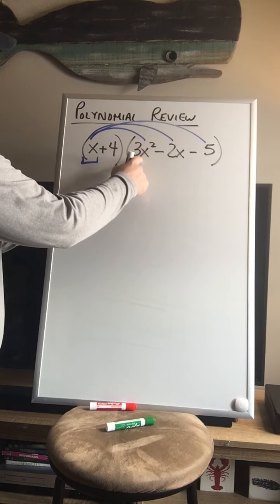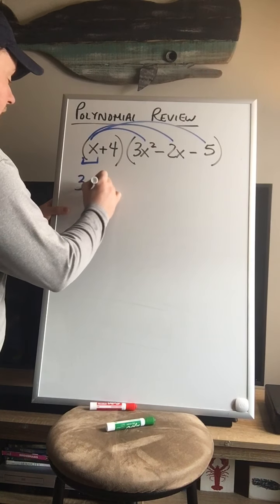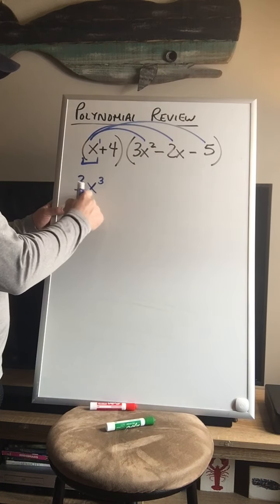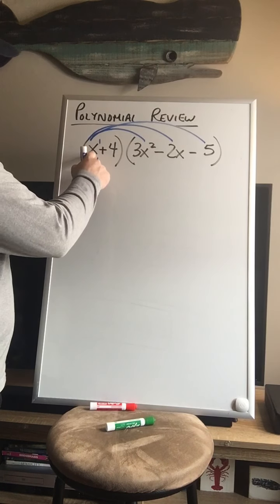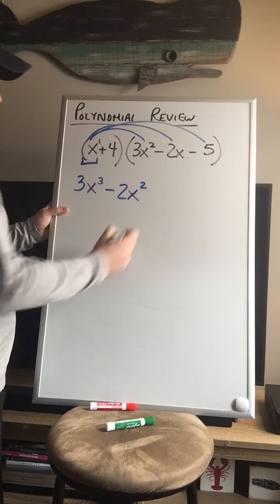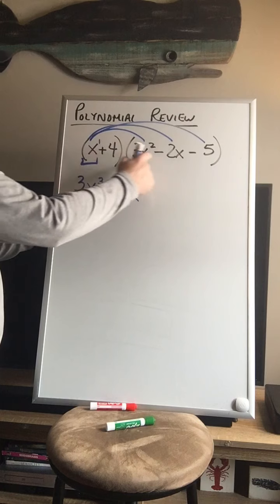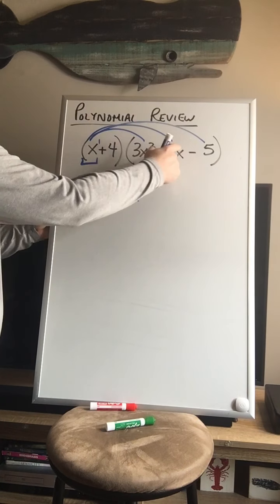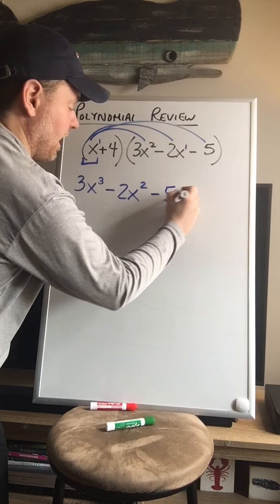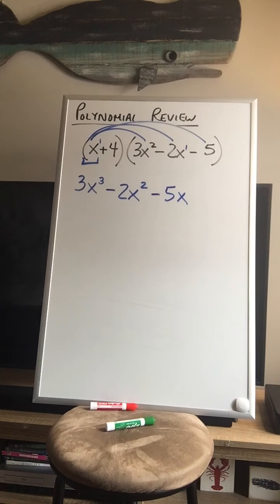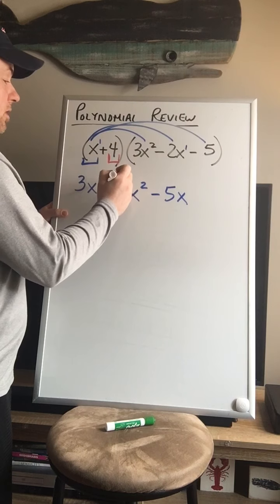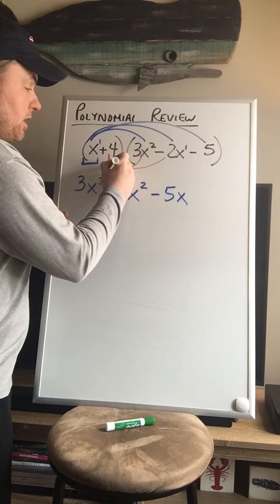So x times 3x squared, that's going to be 3x cubed because you add the exponents. X to the first times 3x squared, 3x to the third. Now x times minus 2x will be minus 2x to the second. Right? X to the first times minus 2x, keep the base, add the exponents. X to the second. And then x times minus 5 will be minus 5x. Okay? So I distributed the x. Now I go ahead and I take the 4 and I distribute the 4 to all three terms here.